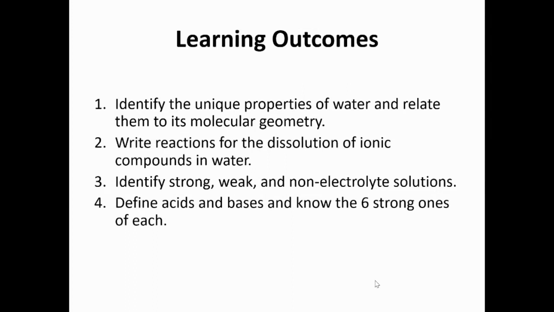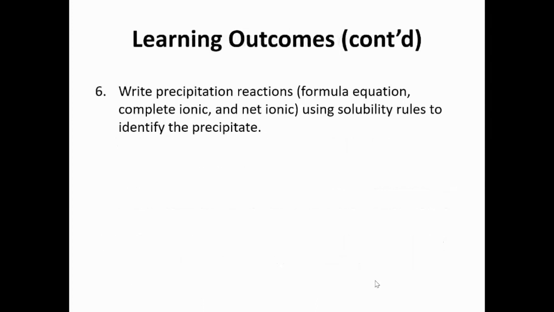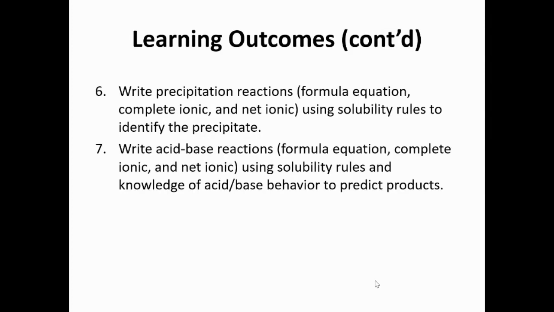We'll talk about acids and bases, and we're definitely going to point out the 6 strong acids that you need to know. We'll then look at some calculations that involve solution stoichiometry. We'll determine the concentration or amount of solute in solution. We'll move on to precipitation reactions. We'll use the solubility rules to predict whether or not a precipitate will form.